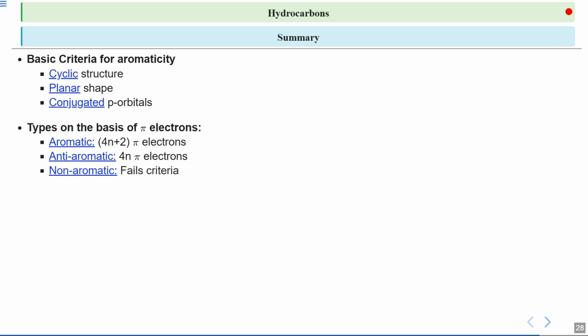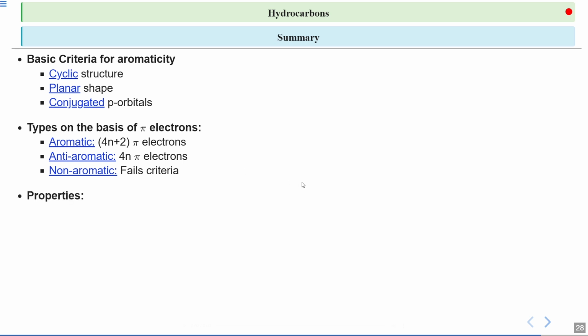Now, if the compound is not following the first 3 criteria, then it is non-aromatic. So if I just summarize it all, if your compound is following the first 3 rules and not the 4th rule, then it is anti-aromatic. If it is following all 4 rules, then it is aromatic. And if it is not following the first 3 rules itself, then it is non-aromatic.